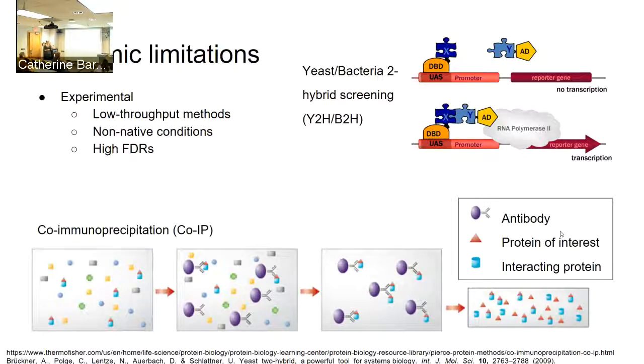We would still like something that doesn't have these false discovery rates, which is why we've leaned towards cross-linking-based mass spectrometry, because that definitely has nowhere near the false discovery rates of Y2H or B2H.